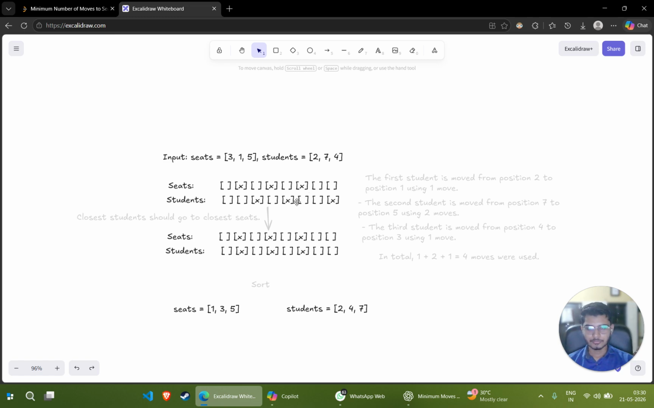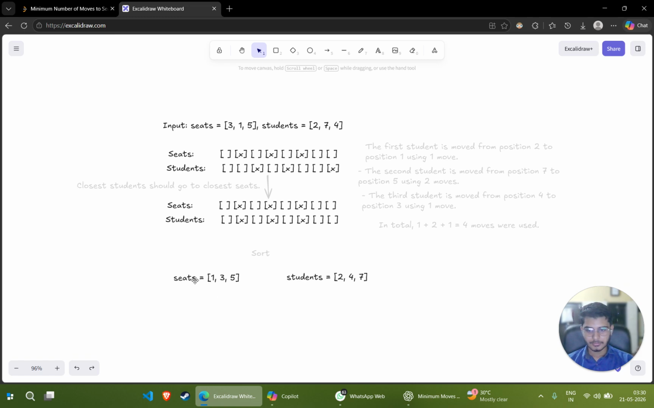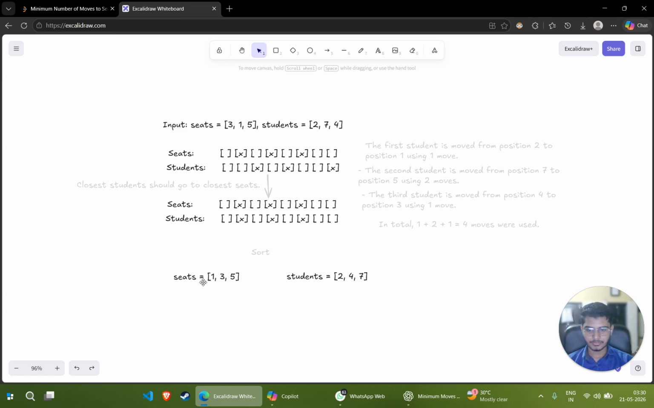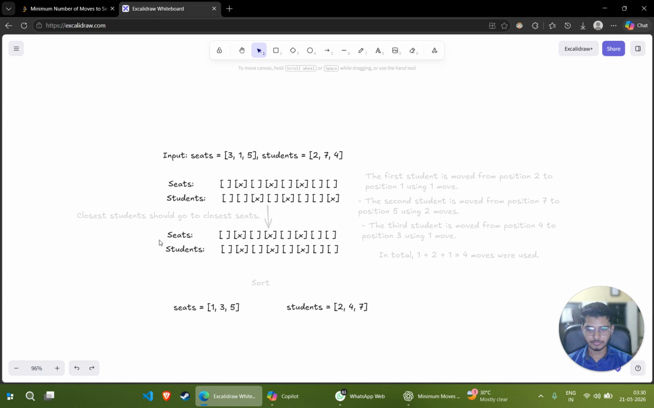So what can we do? To minimize the total moves, we should match the nearest student with the nearest seat. As I mentioned before, if we don't sort, the students may cross each other, causing extra unnecessary movements. After sorting both the arrays, pairing them index by index guarantees minimum moves. As I sort the seats and students here, you can see the difference compared to the input. It is easier to understand with this diagram I created.